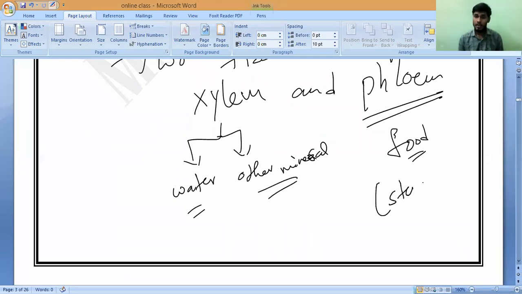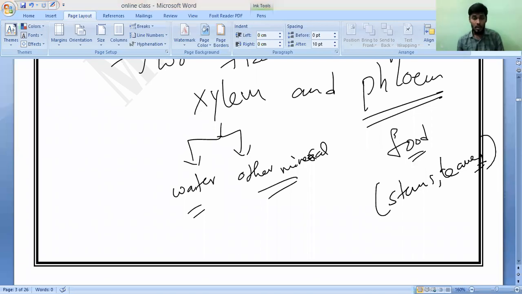So food has been produced by what? It may be stems, green stems. Basically, it is the leaves. Correct or not? So that is what you should remember. Okay, Ra? Yes or no? Yes, sir.